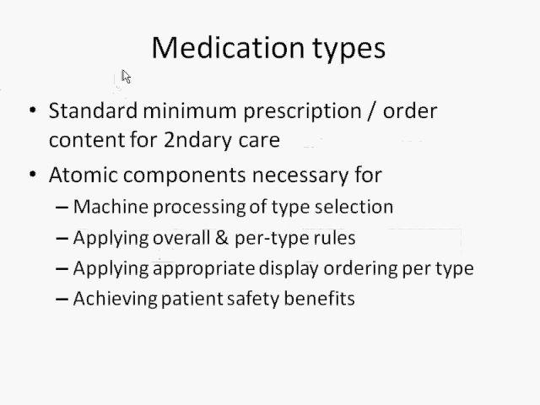The medication types rule allows a standard minimum prescription and a standard order for content in secondary care in the medications line. Within the CUI components, we're then allowed to manage atomic components, enabling machine processing of the medication types, applying overall rules and display order per type, achieving the patient safety benefits. The patient safety benefits are outlined in the common user interface medications line specification.